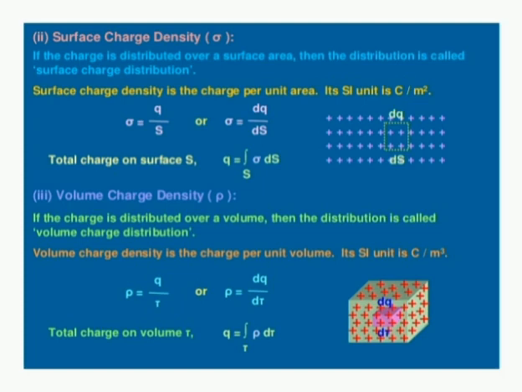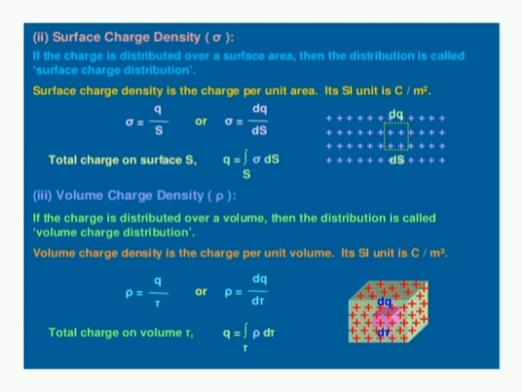can see the diagram on the right side. Then the distribution is called surface charge density. So charge has been distributed in a surface, or we can say in an area covered where we have length and breadth. So the surface charge density is the charge per unit area.